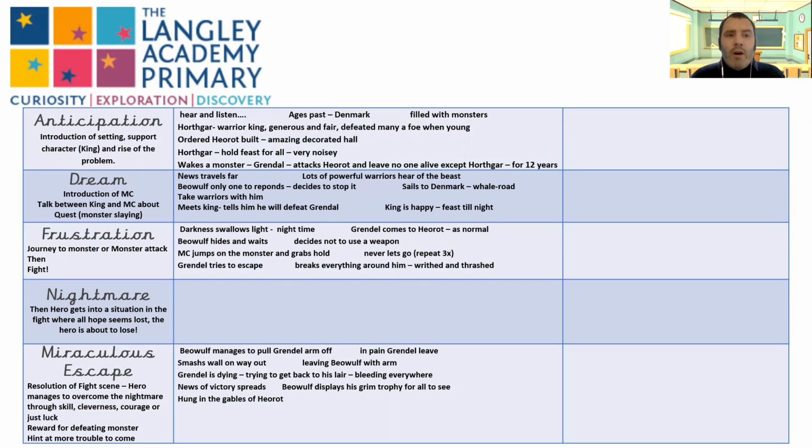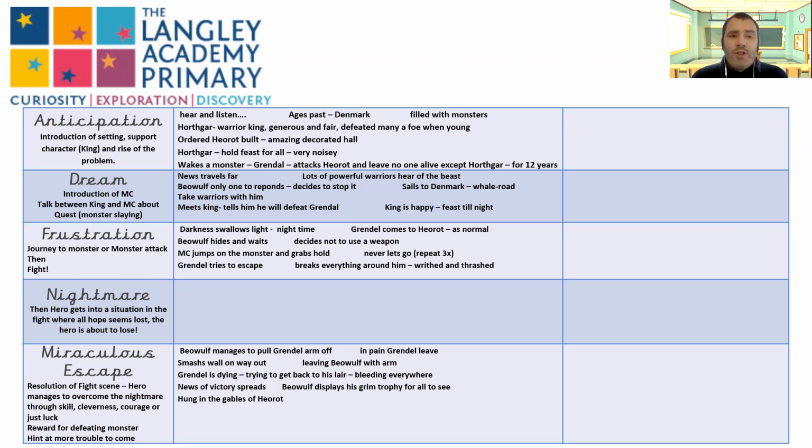The next paragraph, or the next box we've got, is the dream. So we introduce the main character. There's talk between the king and the main character about the quest, in this case, Grendel. In your case, it might be the princess and the knight slaying the dragon. You could flip it on its head and have the princess saving the knight from the dragon. But this is your box up. These are just some ideas that you might want to try out, see if you like them. You might have a better one.